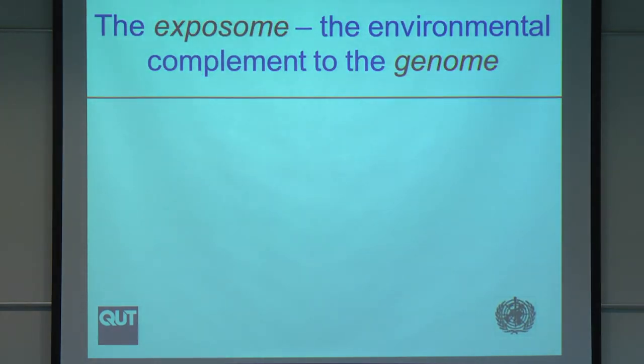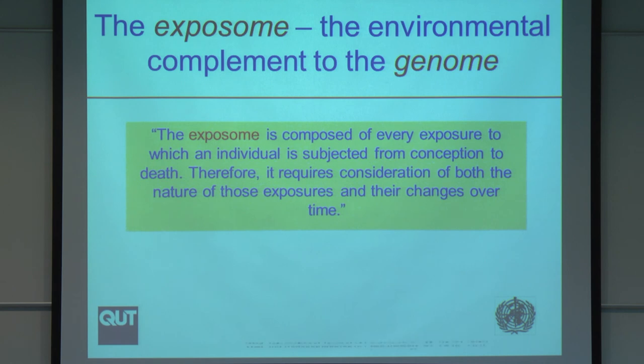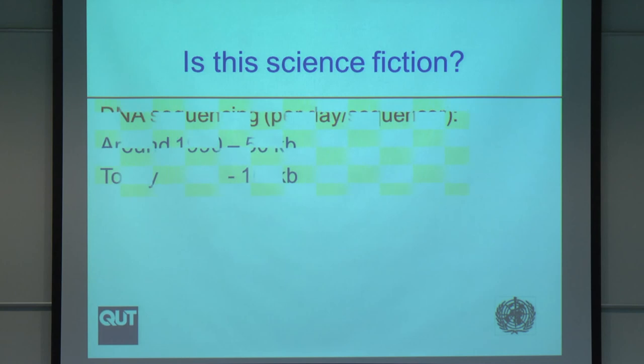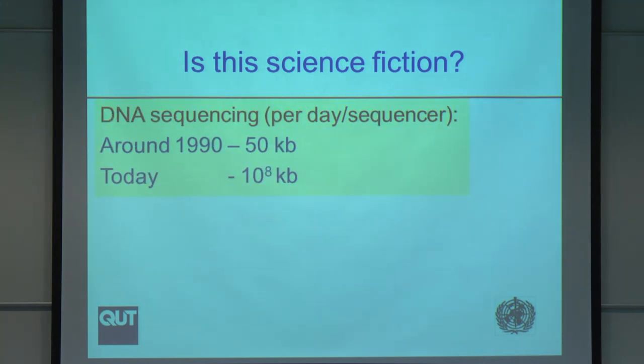To conclude, the issue of the exposome. This is like a vision for the future, the environmental complement to the genome. The exposome is composed of every exposure to which an individual is subjected from conception to death. Therefore, it requires consideration of the nature of exposures and their change over time. We are looking at this and saying, well, this is some kind of science fiction. How are we going to get all of this information and data? So is this science fiction? Referring again to the genome, it wasn't that long ago when DNA sequencing per day was this. Today it is this. So it has increased by orders and orders of magnitude.